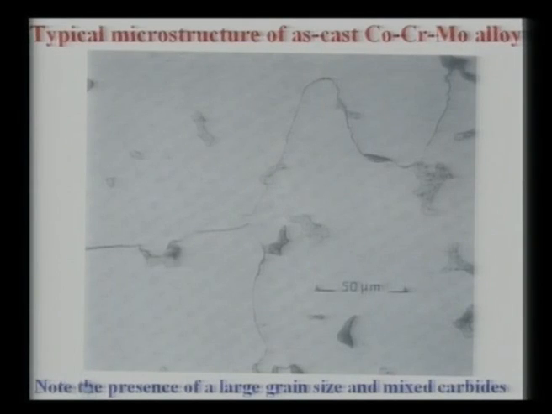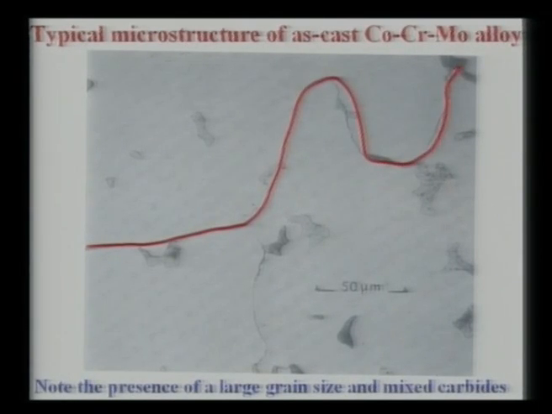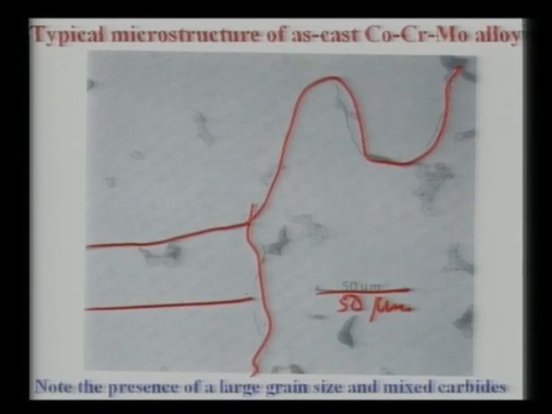This is a typical microstructure of an as-cast cobalt chrome moly alloy. As you can see, this is a part of the grain boundary, and here the grains are effectively very large. So this is your 50 micron scale, right? And therefore this is a part of a grain, and so the grain size here can be as high as 200 to 300 micrometer, which is quite large.